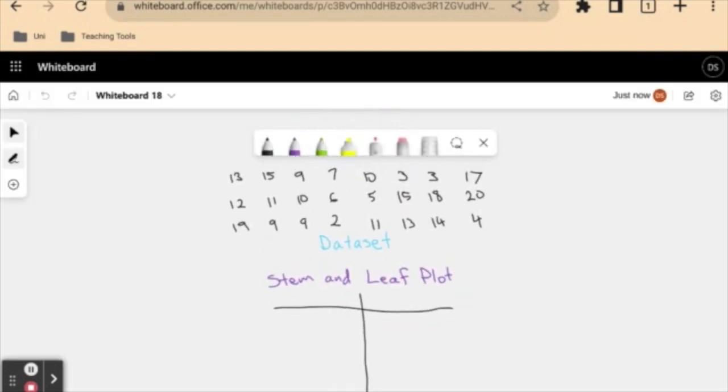Let's go back here. So we have our stem here, and we have our leaf.